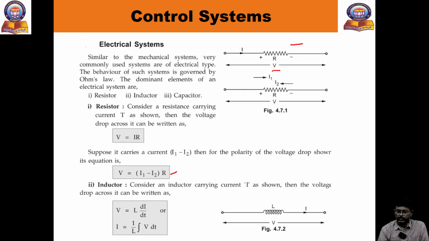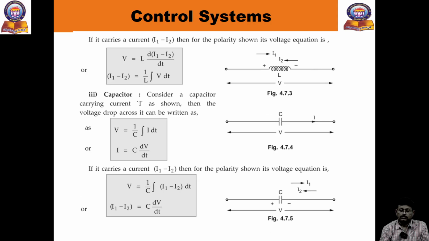Now coming to the inductor, L. The inductor is a storage element, which stores energy. What is the relationship between voltage and current in the inductor? V equal to L di by dt, or I equal to 1 by L integral V dt. So these are the basic equations for the resistor and inductor.